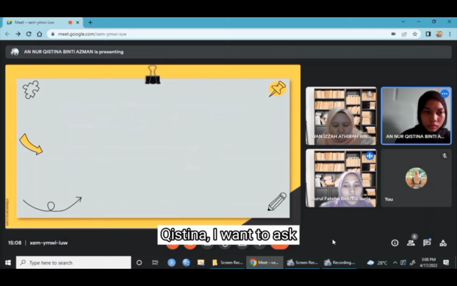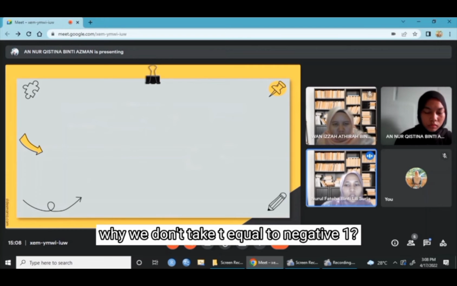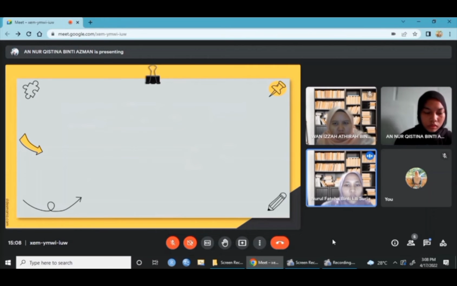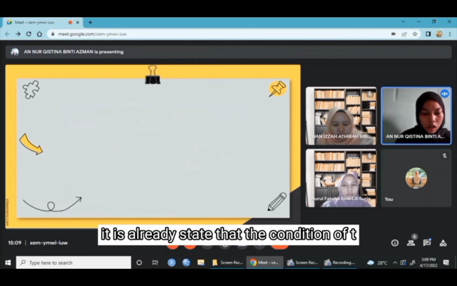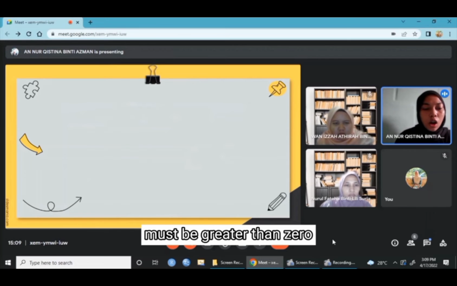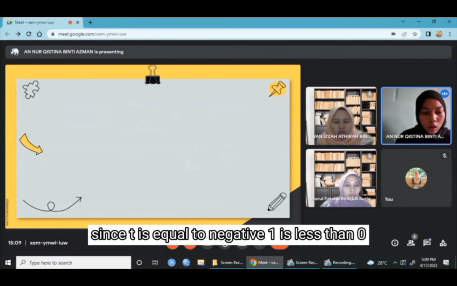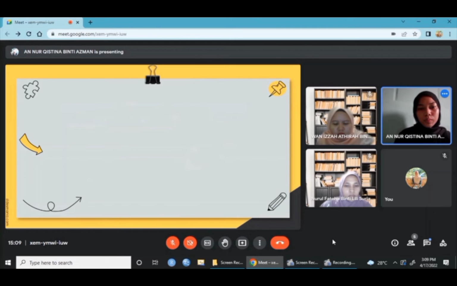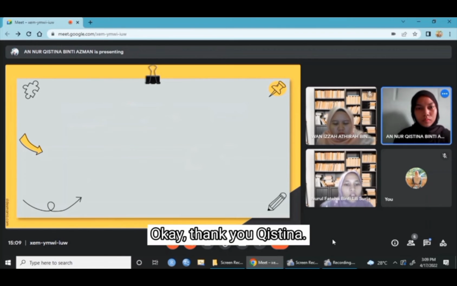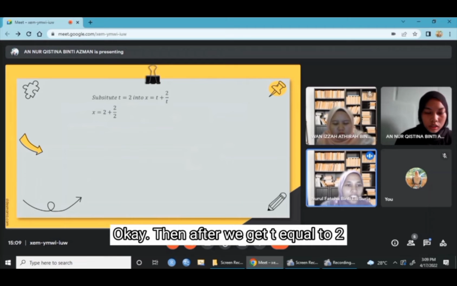Christina, I want to ask, why don't we take t equal to -1? It is because the question already states that t must be greater than 0. Since t equal to -1 is less than 0, we only take t equal to 2. Okay, thank you, Christina.